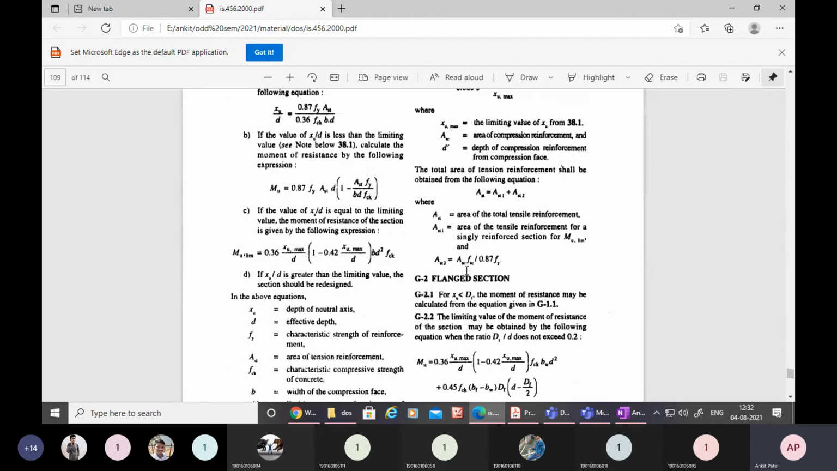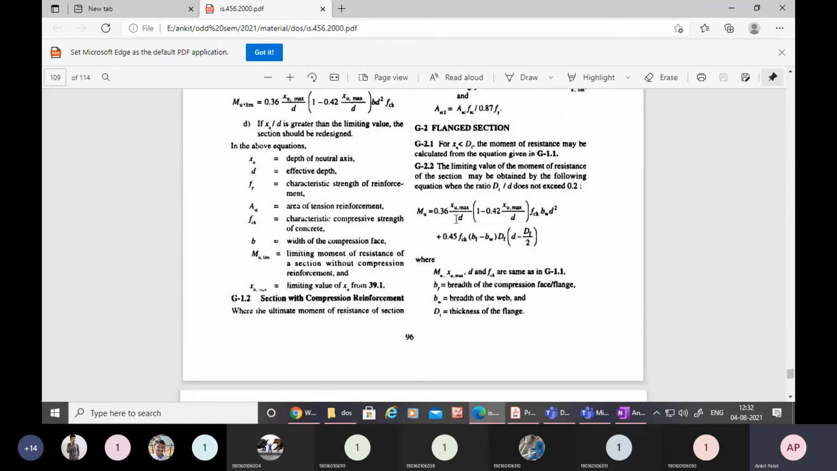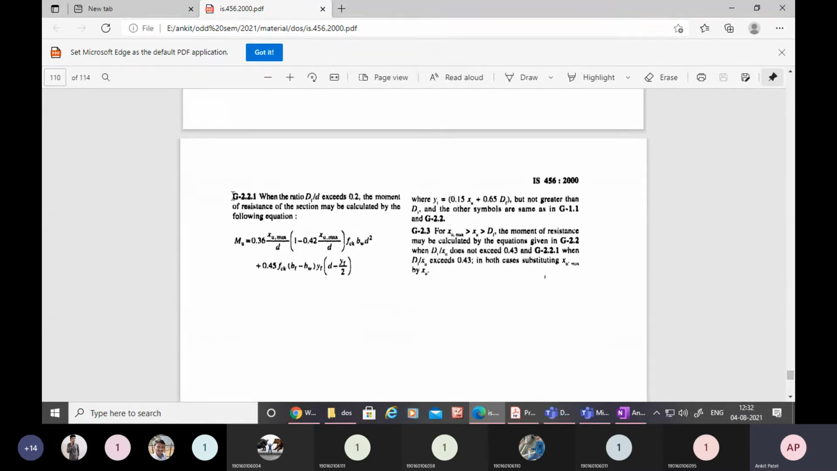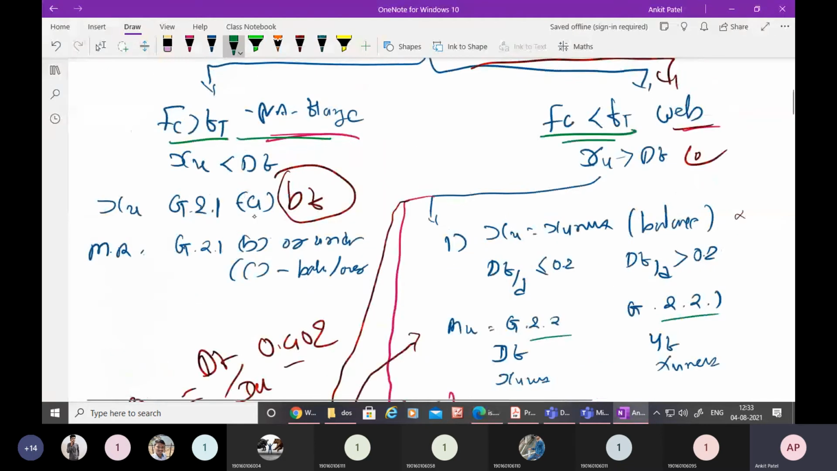Yes, over here you can see this is your mu 0.36 xu max by G2.2 and G2.2.1. You need to use this equation, so I'm going to write it down as it is. A slight mistake is there: this is not G2.1, this is G1.1. Moment of resistance G1.1, with the B equation and C equation.